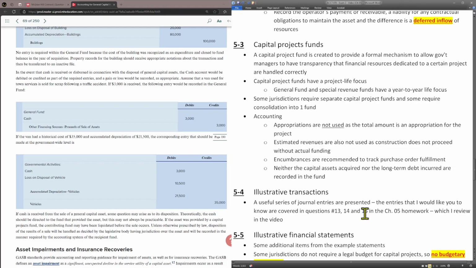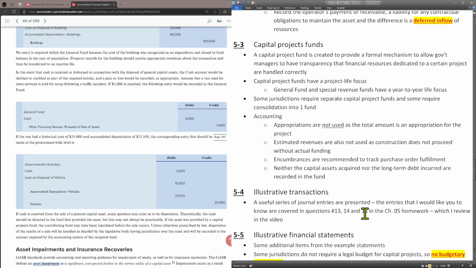Estimated revenues are also not used because construction work typically happens only once actual funding happens. Whereas you remember when we say estimated revenues, a lot of times we're talking about we think we're going to collect this much tax. And then as we went through the year, we would ask, are we getting close to the amount of tax that we thought we would collect? Whereas with a capital project fund, you get approval, you issue bonds, and now you have your funding, and then work starts. So there's no real reason to have an estimated revenue.